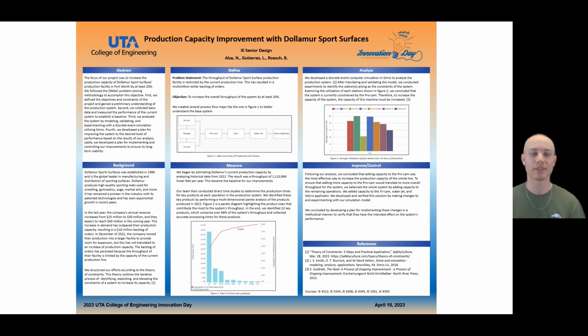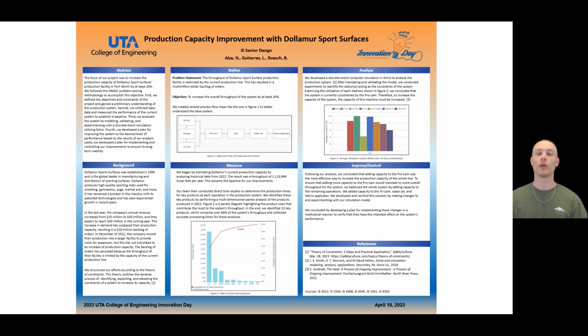So for the first stage, the define stage, we did several things. We started by identifying that the problem we were seeking to solve was the low throughput at Dollamur. The objective of our project was to increase this throughput by at least 20%. We followed that by seeking to understand the system. We did this with multiple methods. We observed the system ourselves and created several process maps. And we also consulted domain experts at our company sponsor to further understand the system of interest.